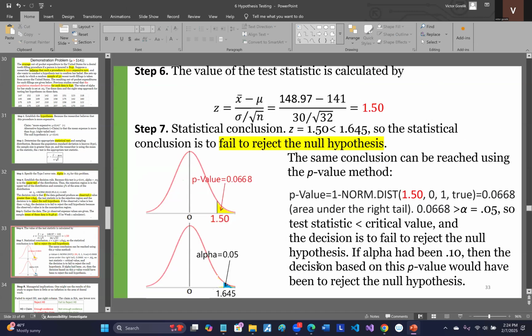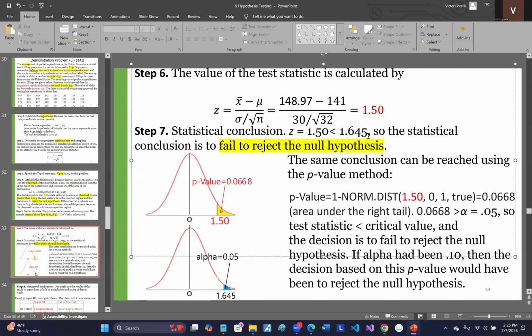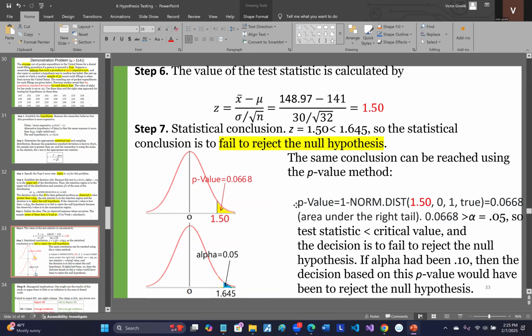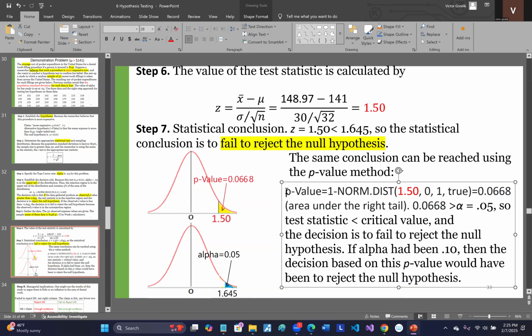Z equals 1.50, which is less than 1.645, so the statistical conclusion is to fail to reject the null hypothesis. The same conclusion can be reached using the p-value method. The p-value is the area under the distribution to the right of 1.5. It is 0.0668, which is greater than alpha.